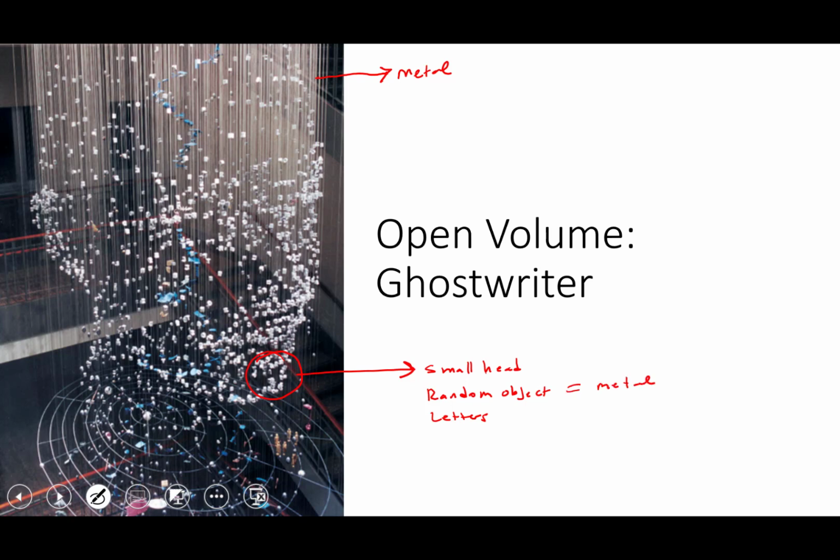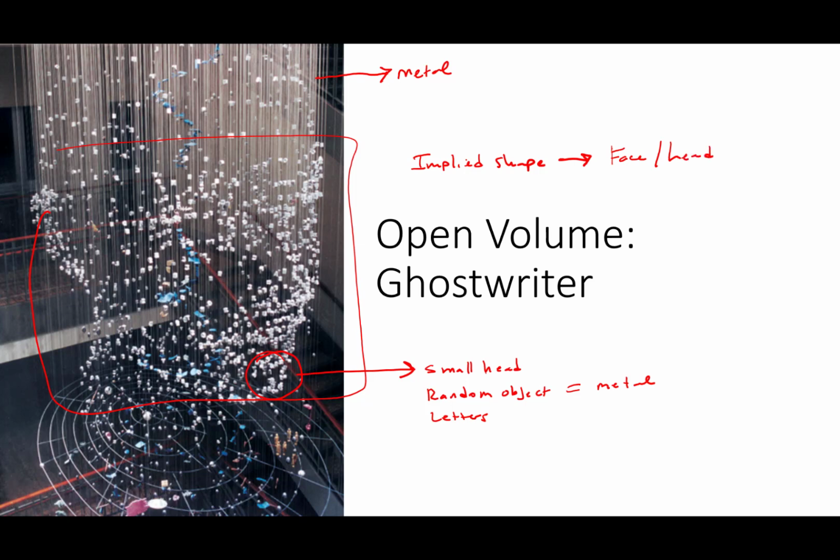And then what it creates is implied shape. And what's the implied shape, right? If you look from afar, right here, the implied shape is we could say a face or head, right? But when you get closer, then that implied shape disappears. So how is it open volume?